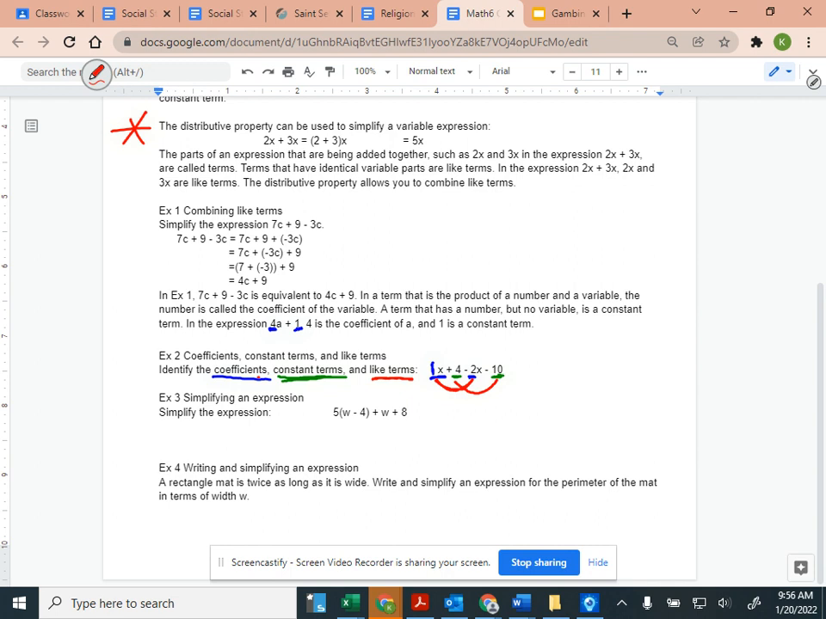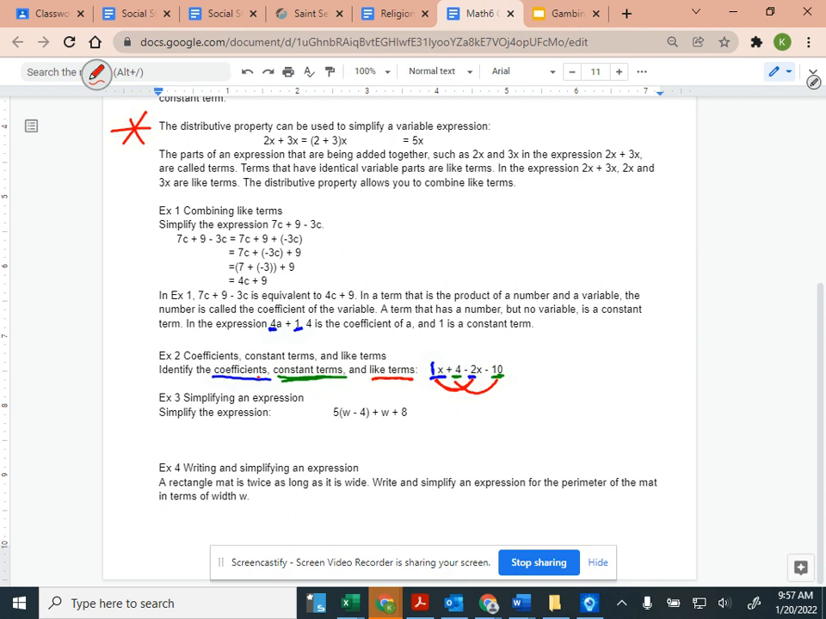Remember, 5 on the outside of the parentheses means what? Multiply. So we want to multiply that 5 through our parentheses. Anthony? Say that again. How did you get that?